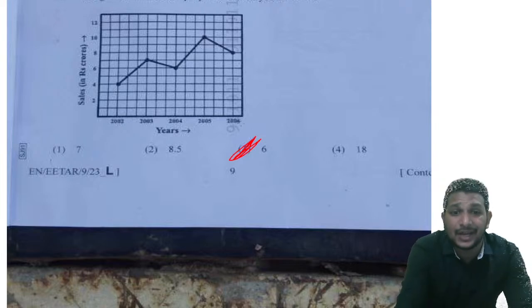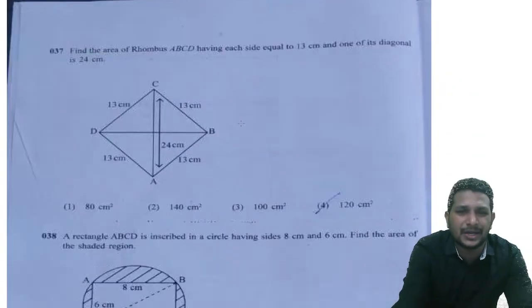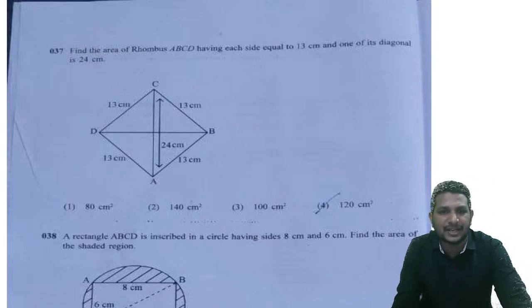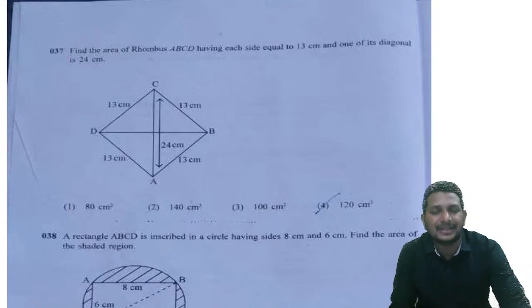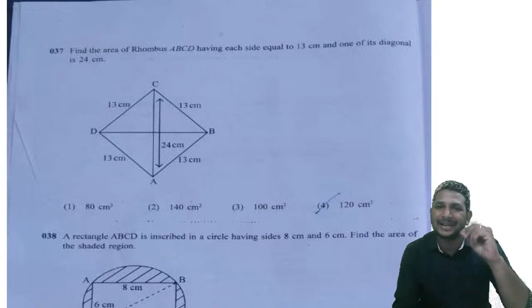We are discussing set L. Okay. In your set, the questions are just jumbled. Don't worry. Question number 37. Find the area of rhombus. They gave the side of a rhombus and one of the diagonals is also given.